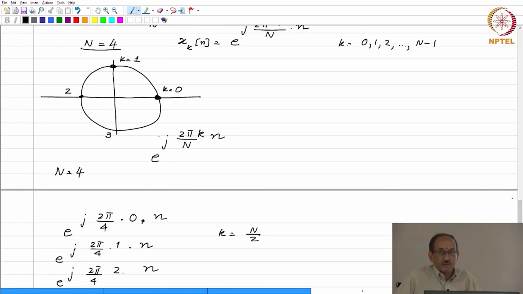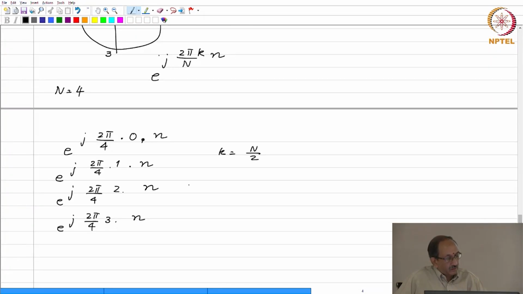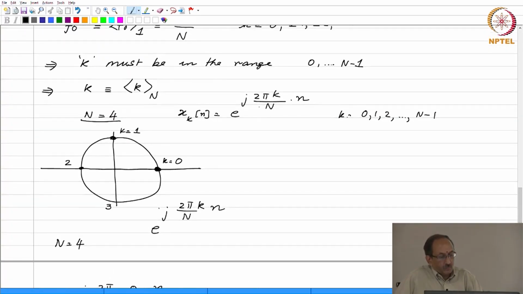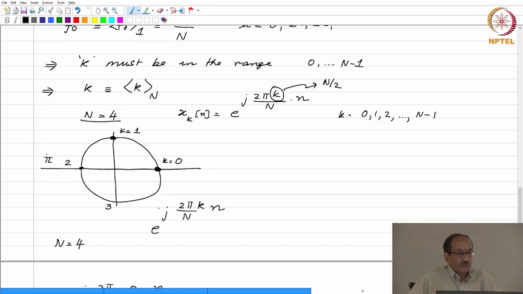So, when cap N is even, when k equals N by 2, what will be the signal that is produced? That is exactly this particular case, right. So, you get e to the j pi n, because if you put k equal to N by 2 where cap N is even, you will get e to the j pi n, all right. Remember, this also corresponds to the highest frequency pi, which is also the same as minus pi.